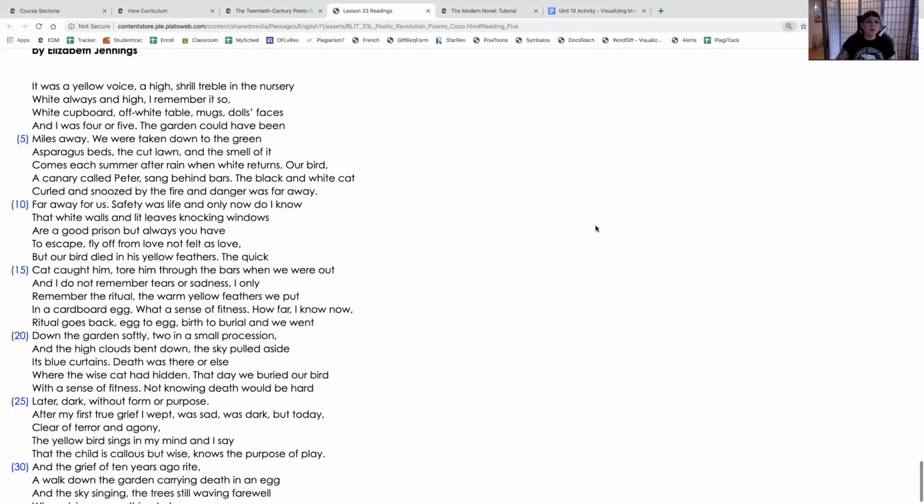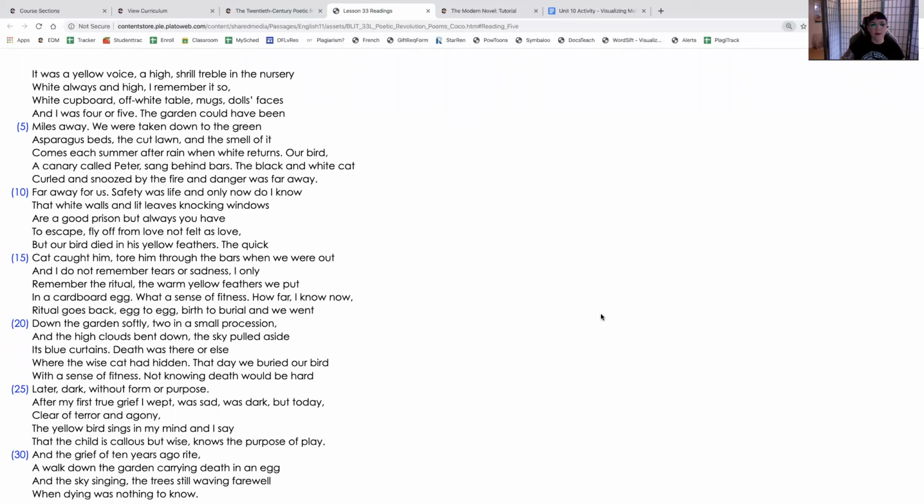It was a yellow voice, a high, shrill treble in the nursery, white always and high, I remember it so. White cupboard, off-white table, mugs, dolls' faces, and I was 4 or 5. The garden could have been miles away. We were taken down to the green asparagus beds, the cut lawn, and the smell of it comes each summer after rain when white returns. Our bird, a canary called Peter, sang behind bars. The black and white cat curled and snoozed by the fire, and danger was far away. Far away for us. Safety was life, and only now do I know that white walls and lit leaves knocking windows are a good prison, but always you have to escape.